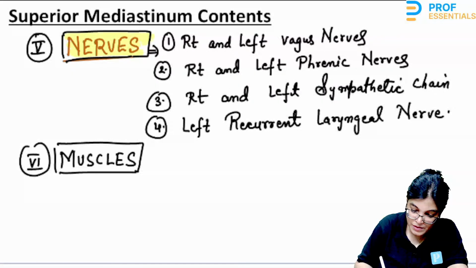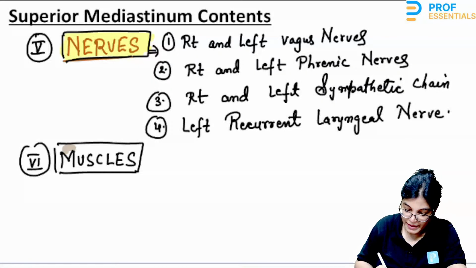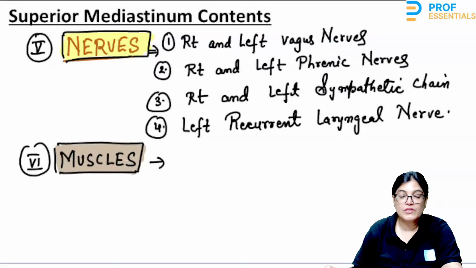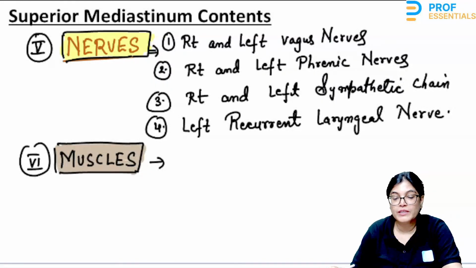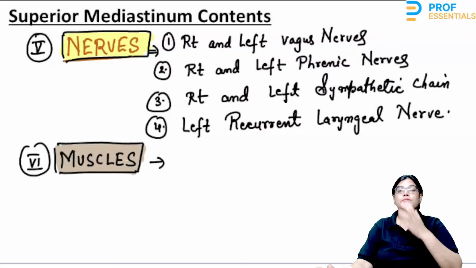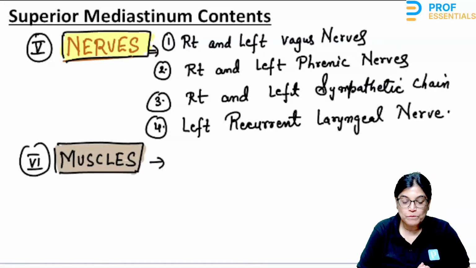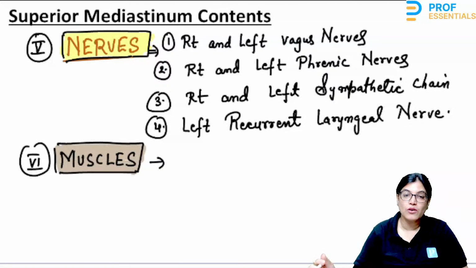We will have the nerves, which I have already written, and we will have the muscles, which I am writing now. So, what are the important muscles, which is the content? We will have actually two muscles attached to the sternum, that is sternohyoid and sternothyroid, and we will have one muscle posteriorly, the longus colli muscle.